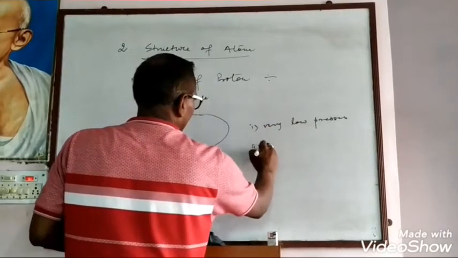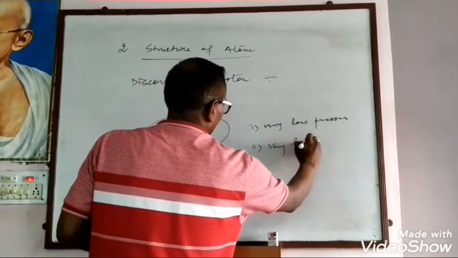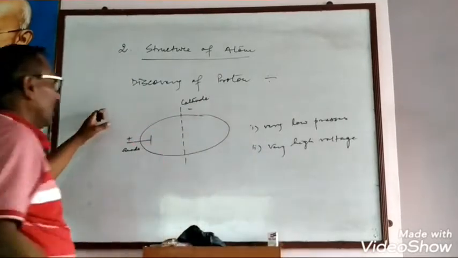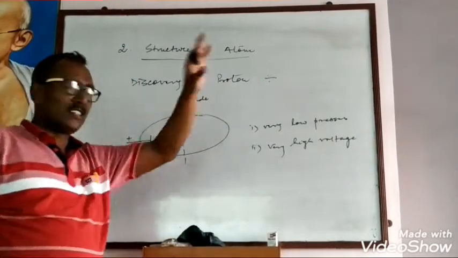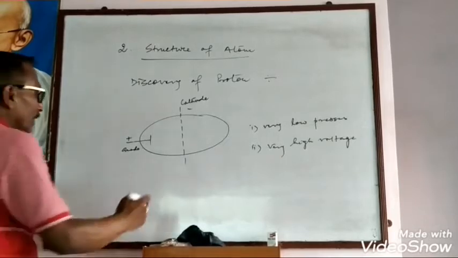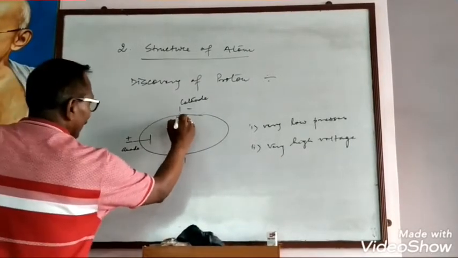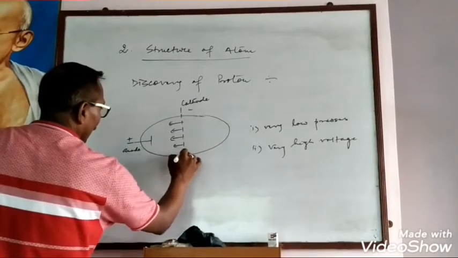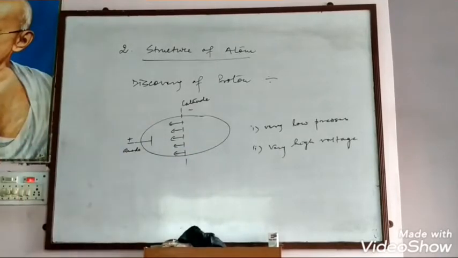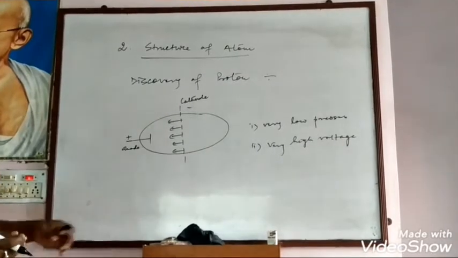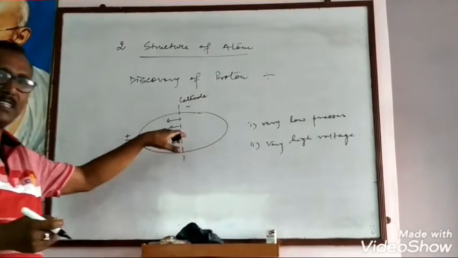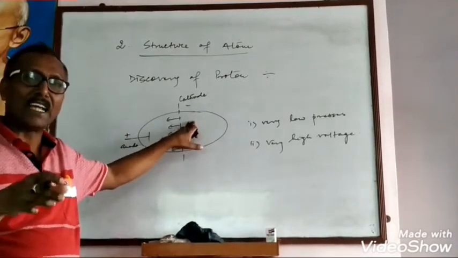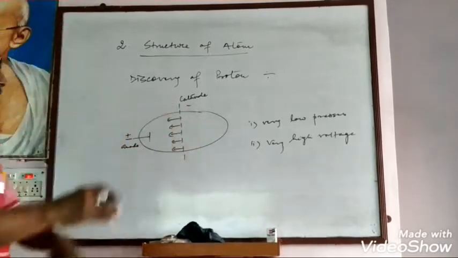And very high voltage, similar to the experiment for discovery of electron. Now, what happens? Again, cathode rays are coming out towards the anode, and one of the characteristics of cathode rays that we consider here, they have tendency to ionize the gas wherever it is passed.